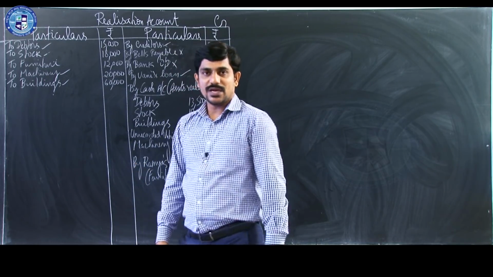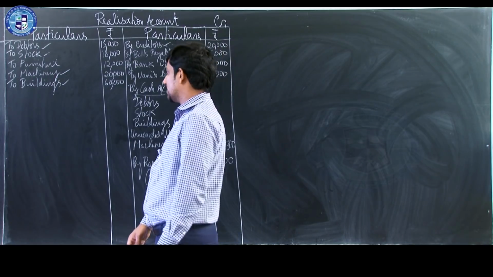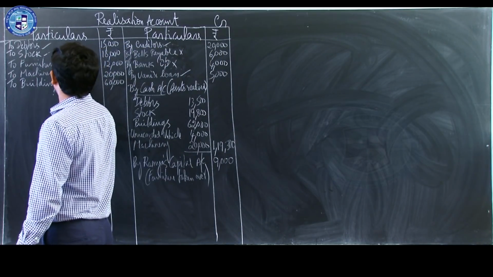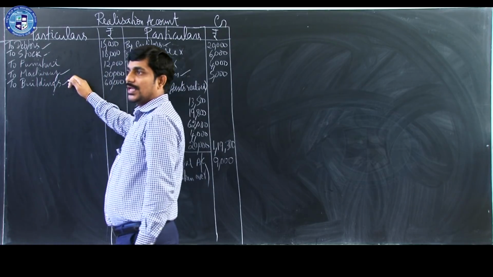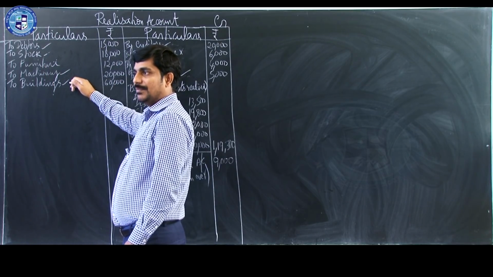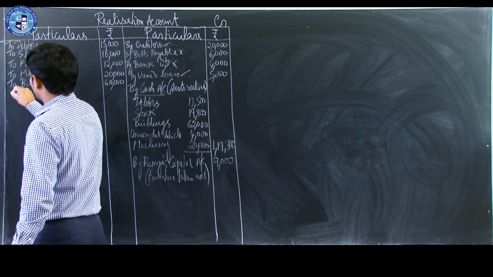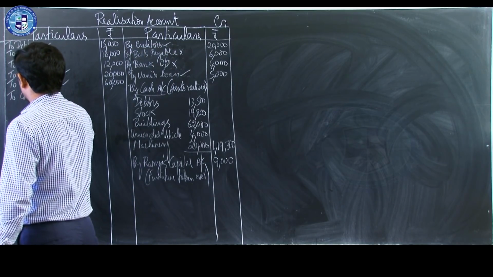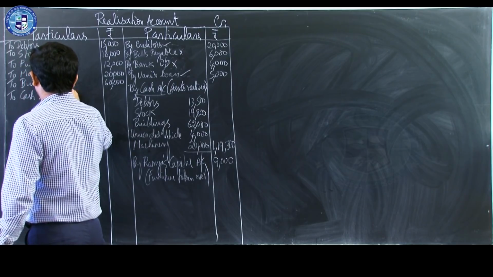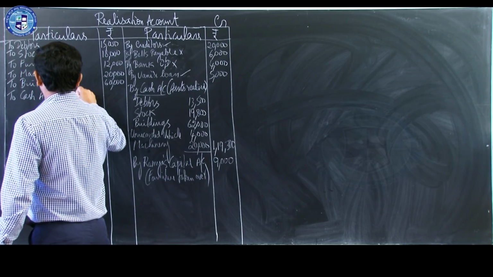So liabilities paid, which side? Debit side. What is the entry for liabilities paid? Realization account debited to cash or bank account. Realization account debited to cash account in this problem. Cash account. Liabilities paid.